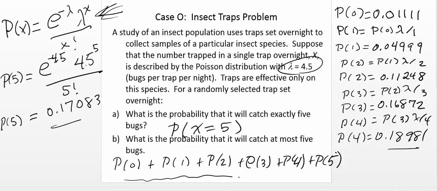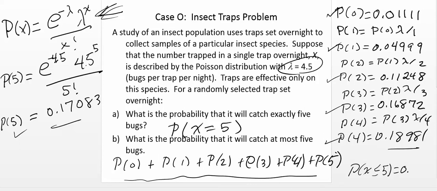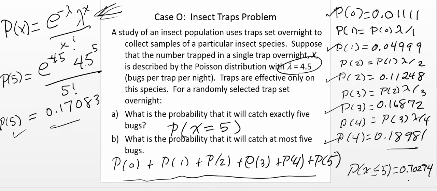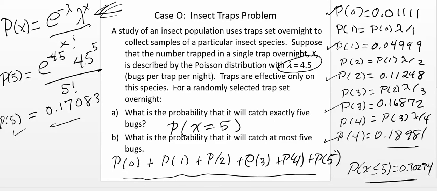Now I have all the numbers for this sequence, and I add up the value at 0, at 1, at 2, at 3, at 4, and at 5, and when I do, I get an answer: the probability that x is less than or equal to 5 equals 0.7029494, and that's my answer for part B of case 0.